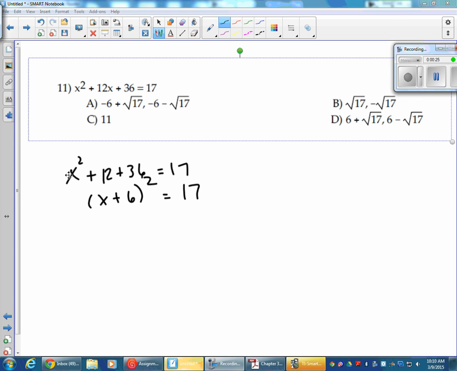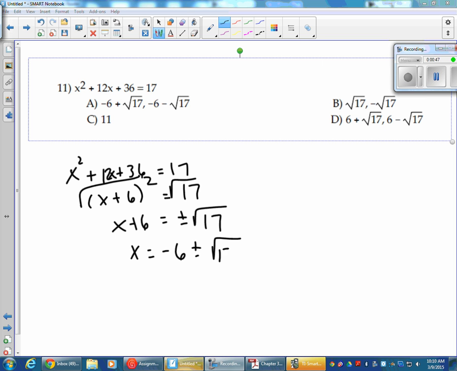That makes it easier. This factors as a perfect, sorry, that's 12x. This is x plus 6 times x plus 6 would give you x squared plus 12x plus 36. So now if I square root both sides, this side removes the square, so it's just x plus 6 equals plus and minus the square root of 17. Subtract 6 from both sides, so negative 6 plus or minus the square root of 17. That was much faster than having to do quadratic formula. But if you do quadratic formula, you should get the exact same answer.